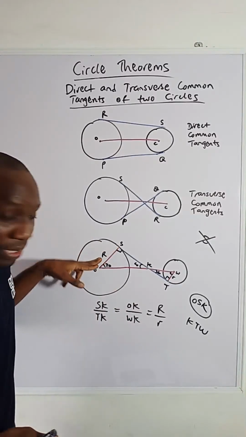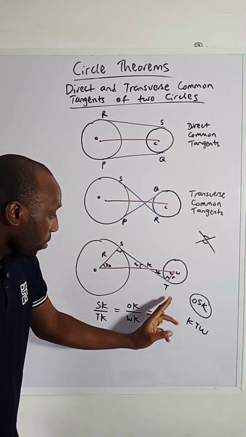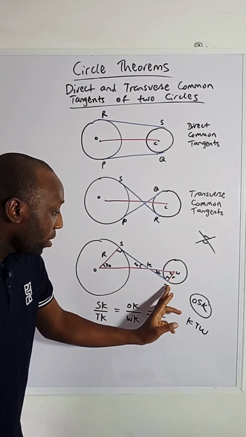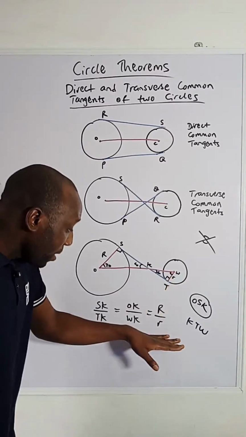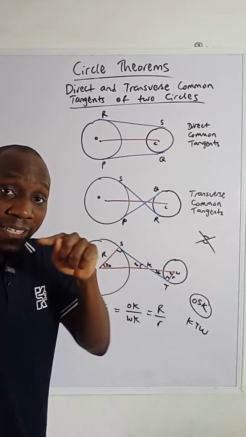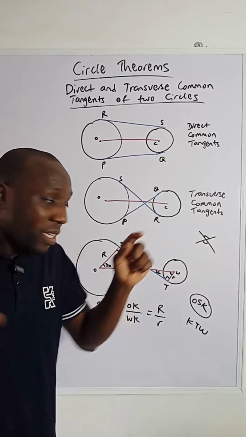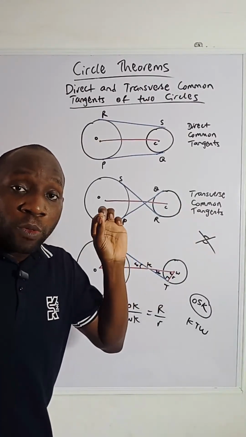OS is what? Big R, which is the radius of the bigger circle. And then what? What's the next one? WT, which is small r. That's the ratio of the third side. So this holds true whenever you have a common tangent to both circles and you have another line that connects the centers of those two circles.